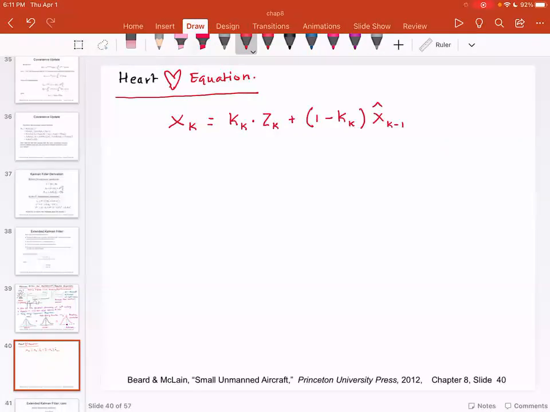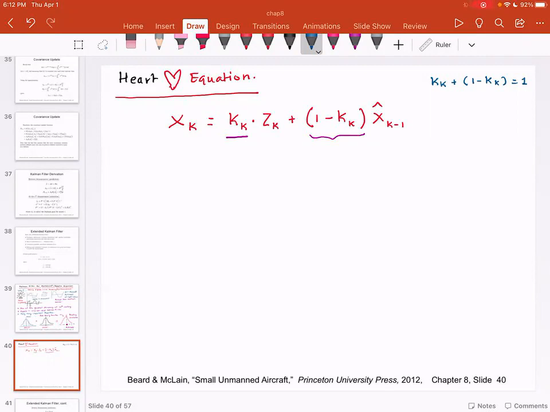And at this point, I just want to show you that this is one gain and this is the other gain. But just a side note, if you add Kk plus 1 minus Kk, that gives you 1. So in other words, what is happening is this gain K is changing the weight on zk and xk.